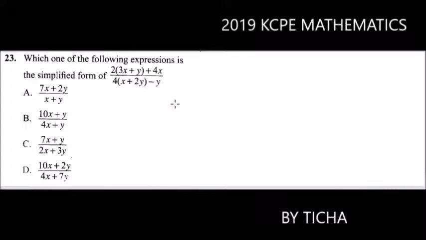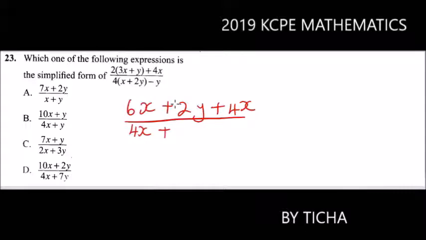You open the bracket, so you multiply 2 times 3x, that will give you 6x. Then we have plus 2 times y, which will give you 2y. Then we have plus 4x. This you divide by 4 times x, you get 4x. Then you say plus 4 times 2y, that will give you 8y, minus y. So you can put the like terms together. 6x plus 4x will give you 10x.